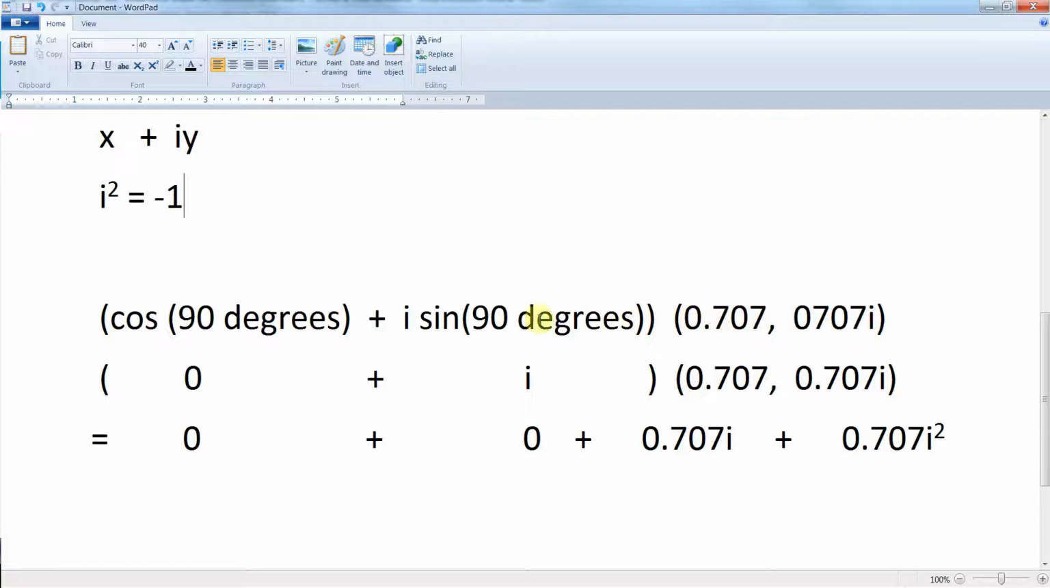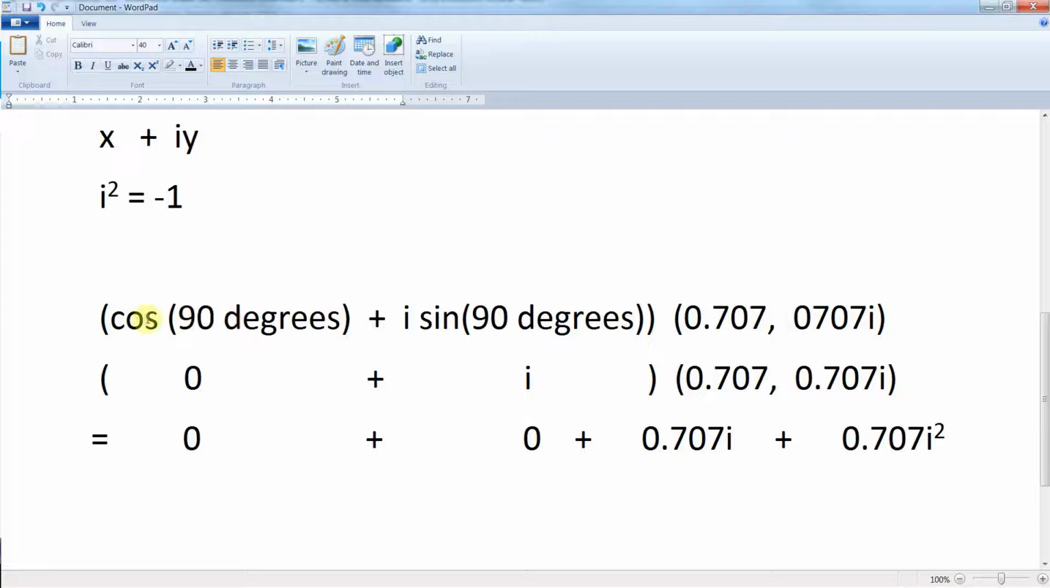All right, so this is just like algebra where we have two numbers here and then two numbers here. So we're just taking the cosine of 90 degrees plus i times the sine of 90 degrees. I'm going to step through this times the two numbers that we have in question, 0.707 in the real direction and 0.707i in the imaginary direction. And so we're just going to FOIL it out. All right, so we're going to do it like this.